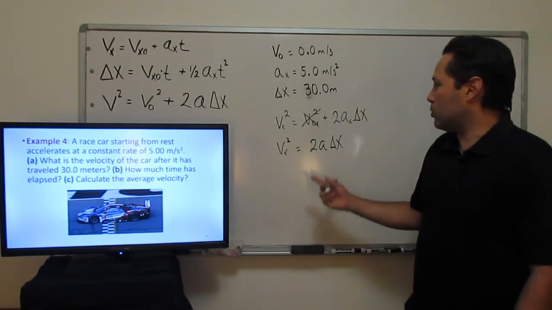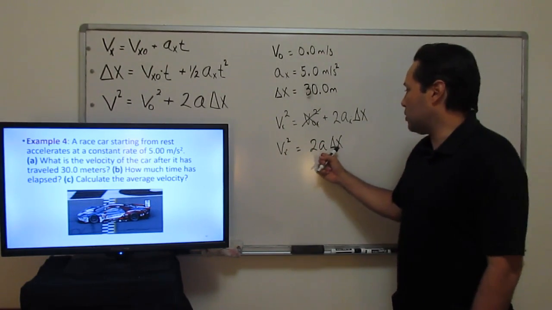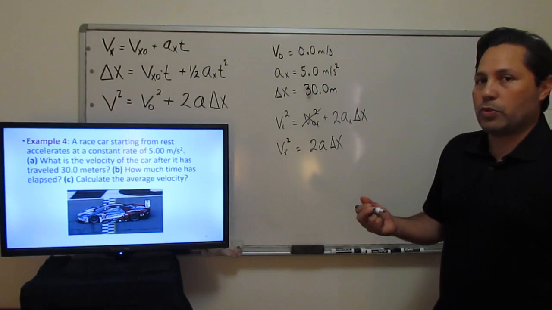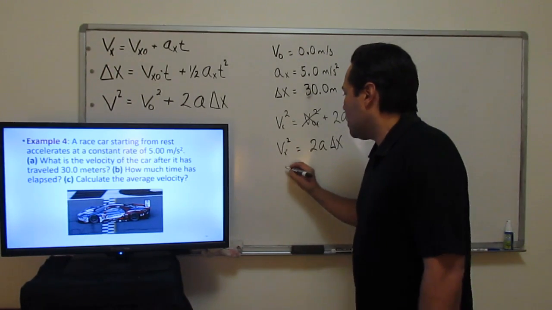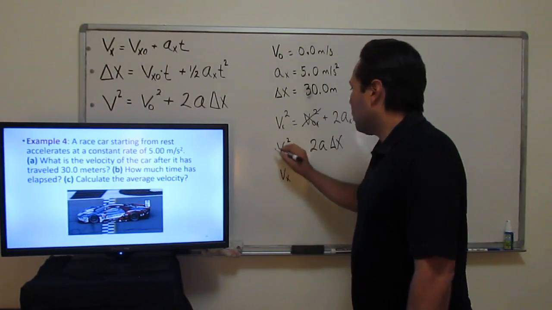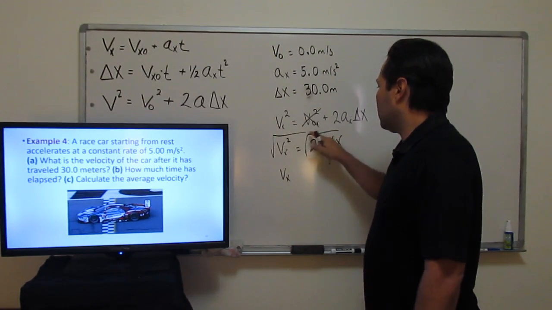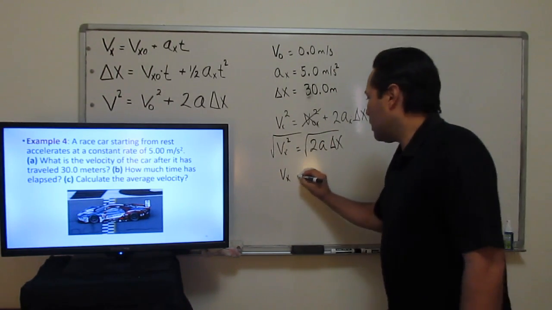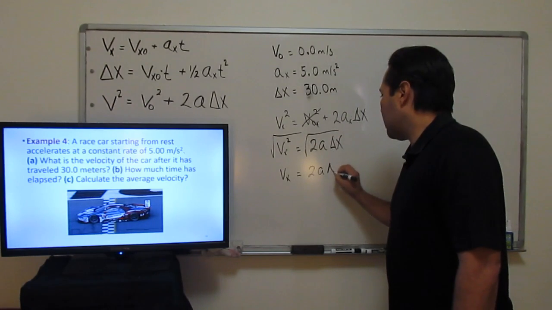Since it has no value, it's just really 2 times acceleration times the displacement, which was 30 meters, and then we're going to have to square root it. So to get the answer, we would square root both sides, and the answer will be this.